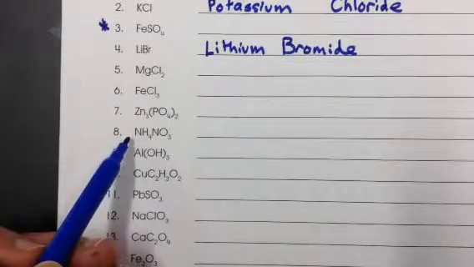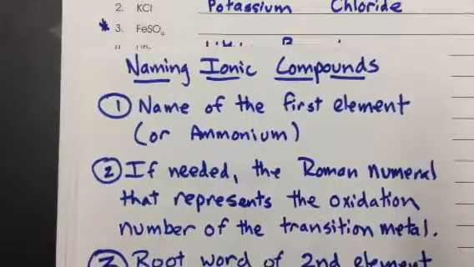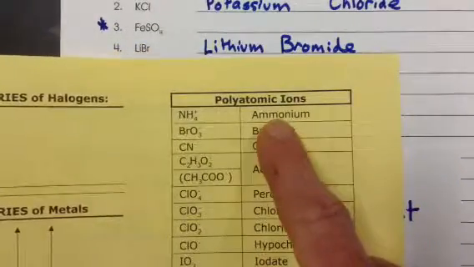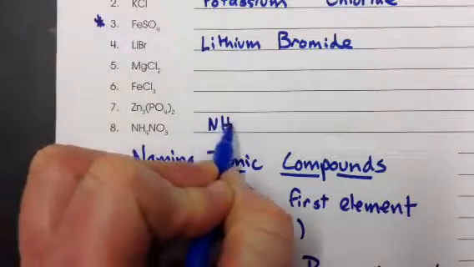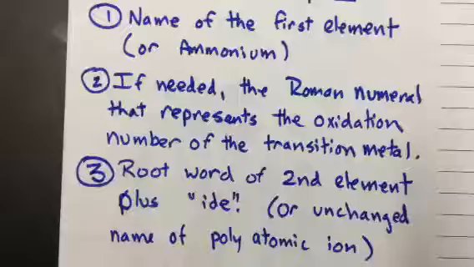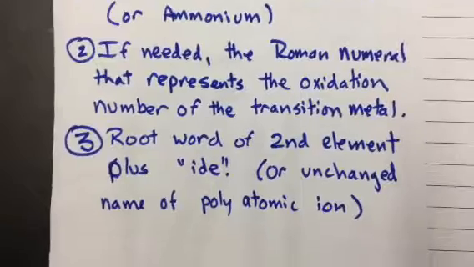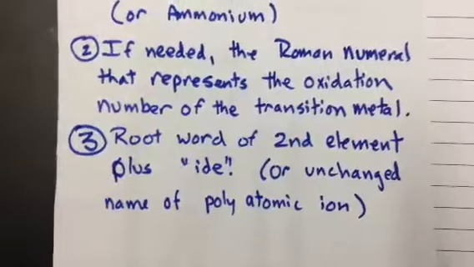Oh, right here, this one looks very hard, but my first step is name of the first element, or ammonium. It looks really kind of complicated, so I'm going to check my polyatomic ion list. And there it is, ammonium, NH4. That's not a transition metal, so we can skip step number 2, if needed, the Roman numeral that represents the oxidation number. Step 3, root word of second element plus IDE, or the unchanged name of the polyatomic ion.